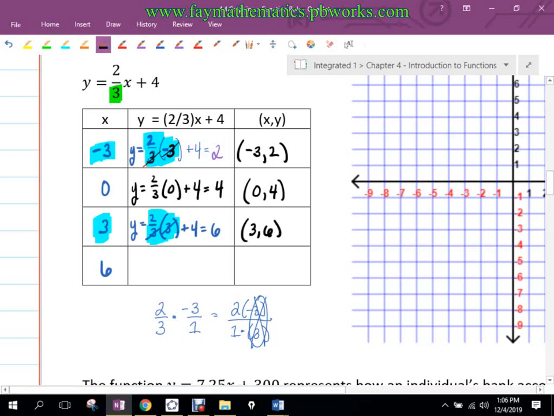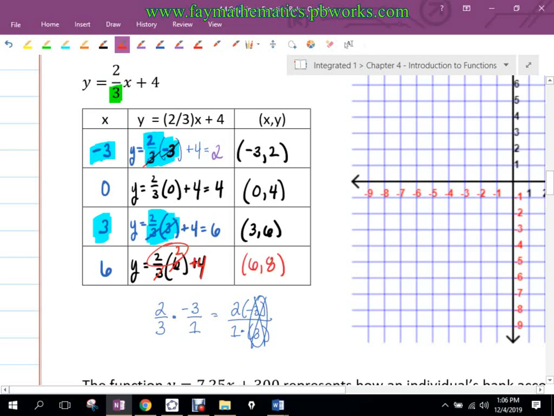And we'll do one more. We'll do 6. Okay, so now I go 2/3 times 6 plus 4. Now, this is usually what we do. How many times does 3 go into 6? 2 times. Okay, so that's going to leave me, what's 2 times 2 now? 4 plus this 4, so it gives me 8. So you get the point 6, comma, 8.